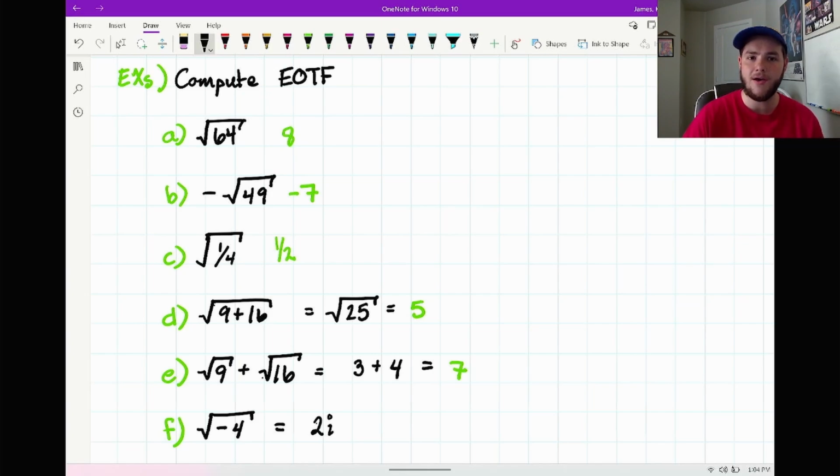In part E, I also have some simplification to do. The square root of 9 is 3, the square root of 16 is 4, and 3 plus 4 is 7. Now these two together show us a really important property, actually.